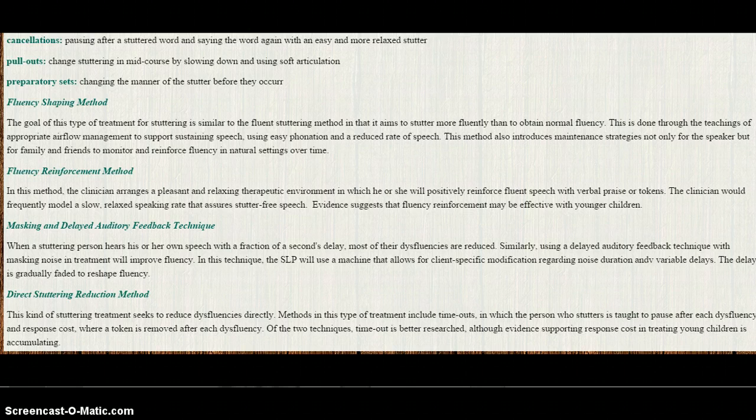Now, direct stuttering reduction method. This is a kind of stuttering treatment that seeks to reduce disfluencies directly. Methods in this type of treatment include timeouts, in which the person who stutters is taught to pause after each disfluency, and response costs, where a token is removed after each disfluency. Of the two techniques, timeout is better researched, although evidence supporting response costs in treating young children is accumulating.